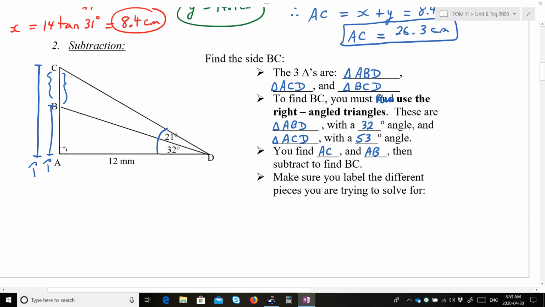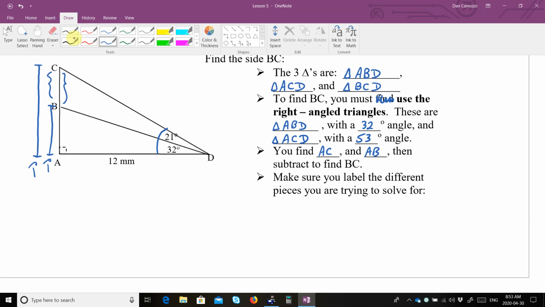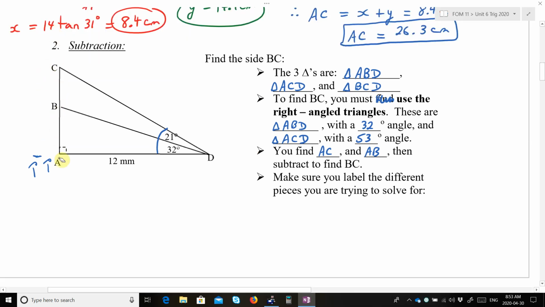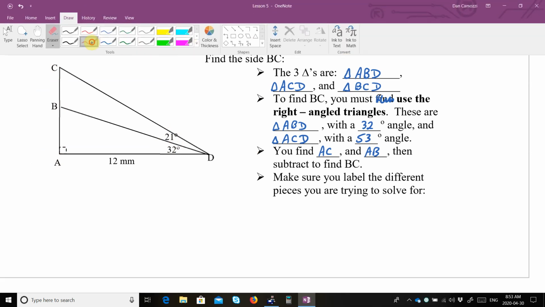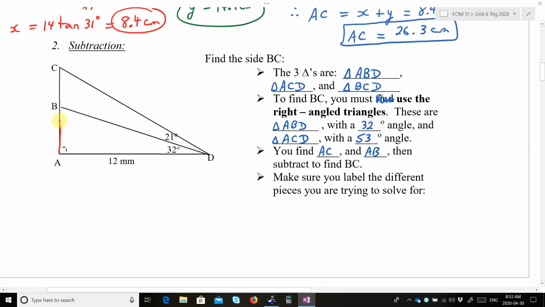Make sure you label the different pieces you are trying to solve for. Okay. So the first thing I'm going to do, guys, is work in the big 90-degree triangle. Okay, and so this whole angle here is 53 degrees. We want to find this whole side. Let's call it X.